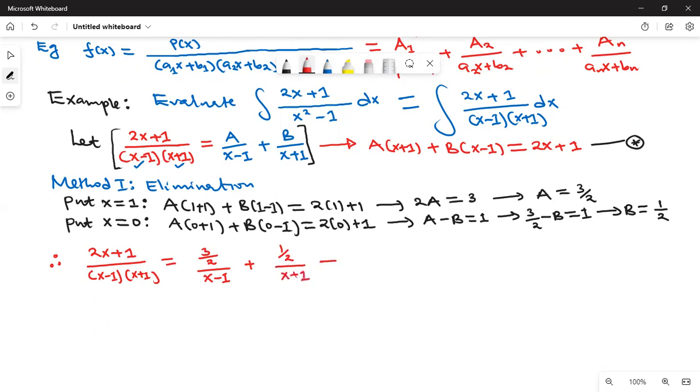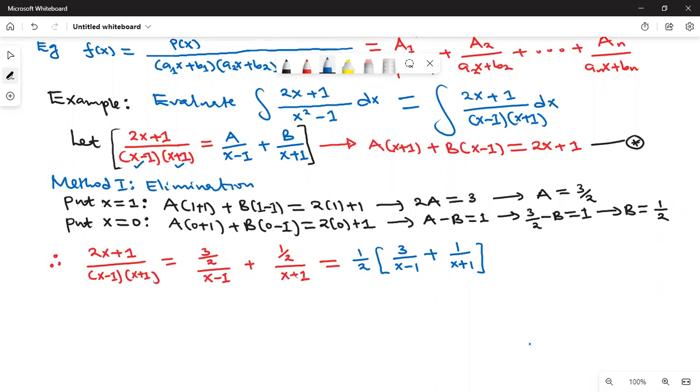So, and this, you see 1 over 2 is common. So this you can also write as 1 over 2, and then we have 3 over x minus 1 plus 1 over x plus 1. So that's what we have, and that is what we need to integrate. So instead of the given integrand, we are now going to replace it with what we have found. So this is method 1.